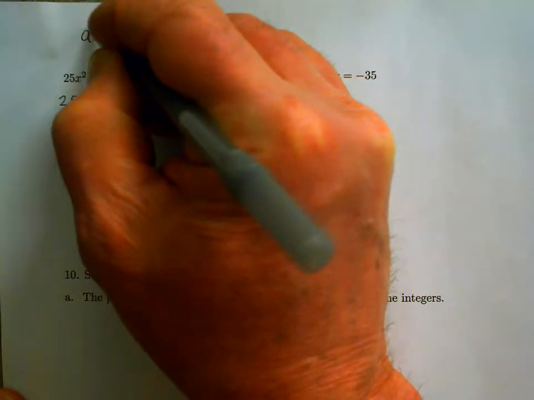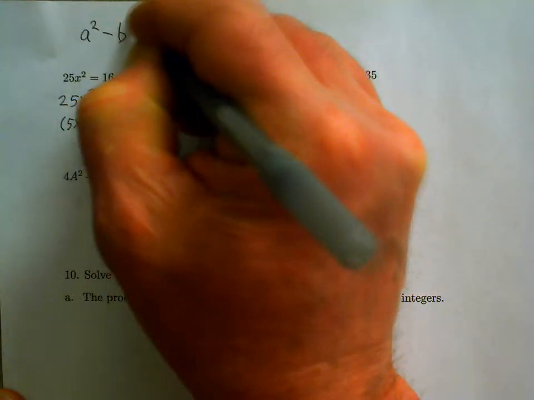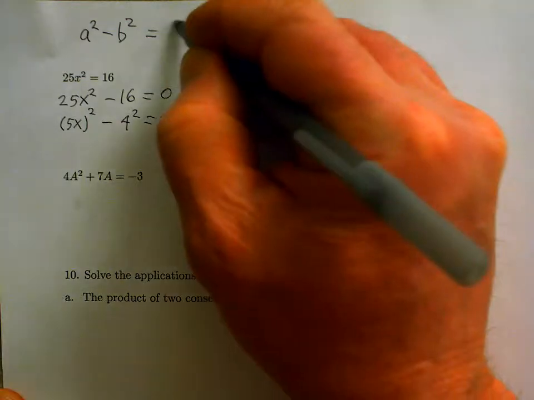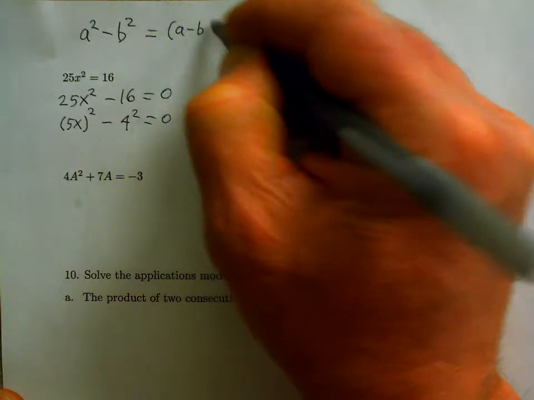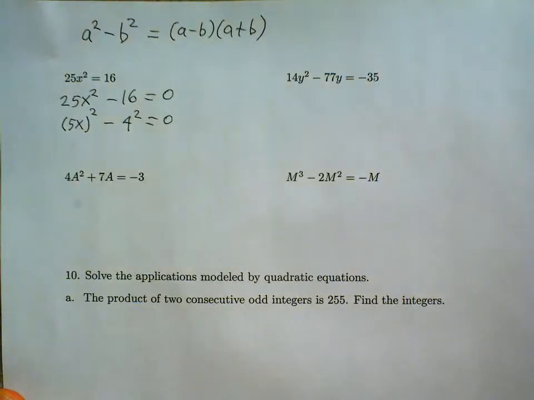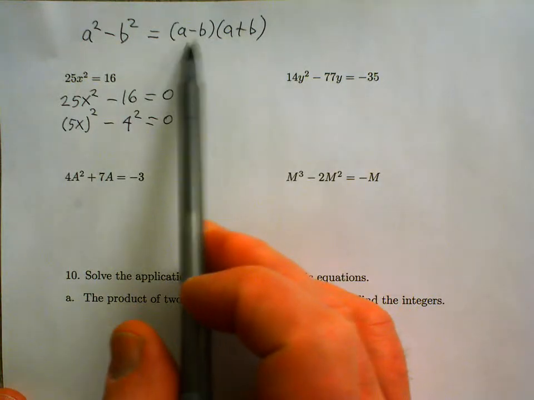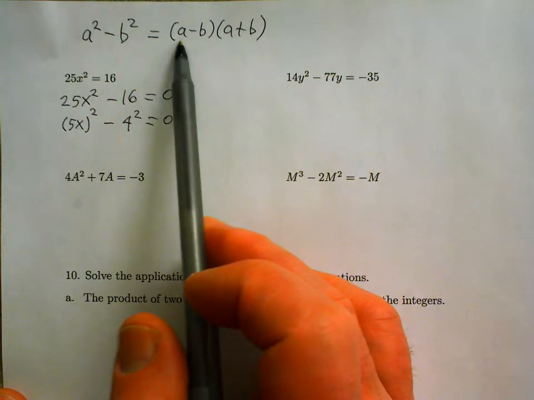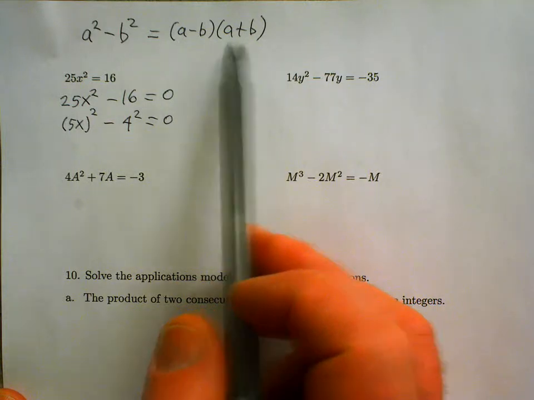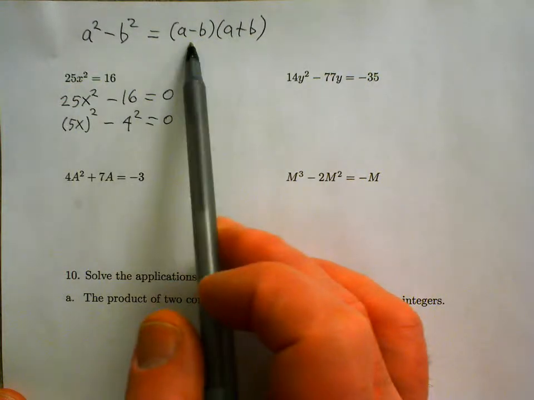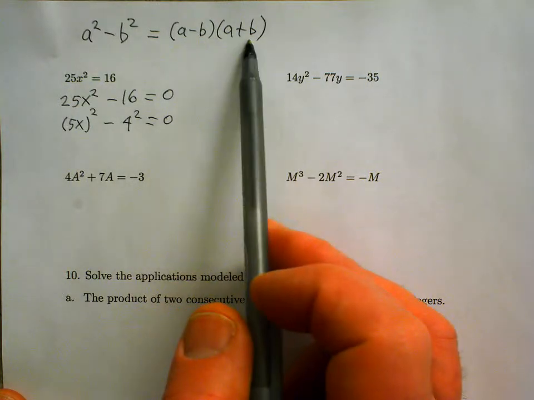Just to remind you, if you have a difference of two squares, a squared minus b squared, one factor is a minus b and the other one is a plus b. So if you're ever in doubt, if you're uncertain about whether a minus b times a plus b is the correct factorization, you can just multiply a minus b times a plus b.